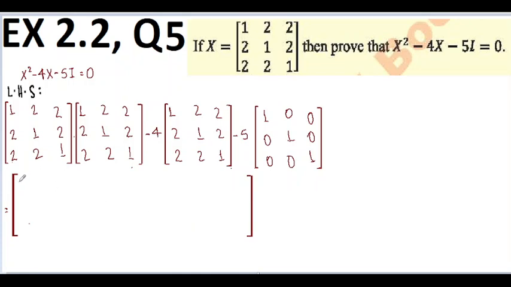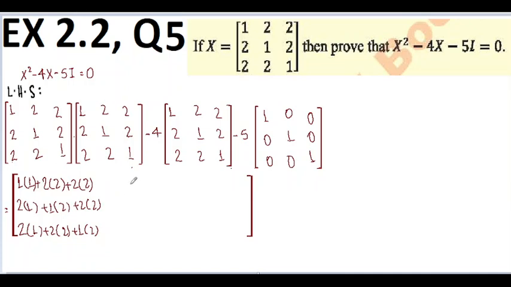So for the first one we are going to write it as 1 multiplied by this one, plus 2 multiplied with this 2, and then this 2 multiplied with this 2. For the second entry we have to multiply this with this column, so we get 2 into 1 plus 1 into 2 plus 2 into 2. Then the third row with the first column, so we get 2 into 1 plus 2 into 2 plus 1 into 2.